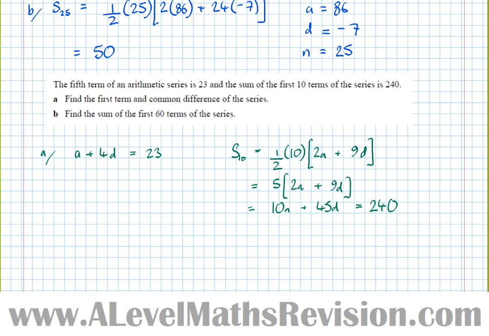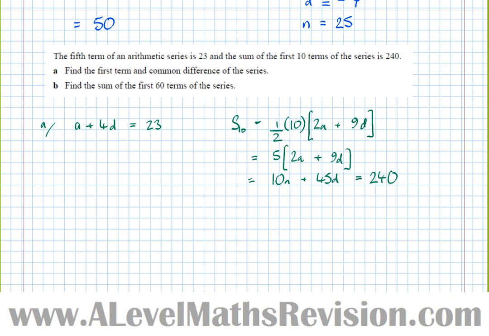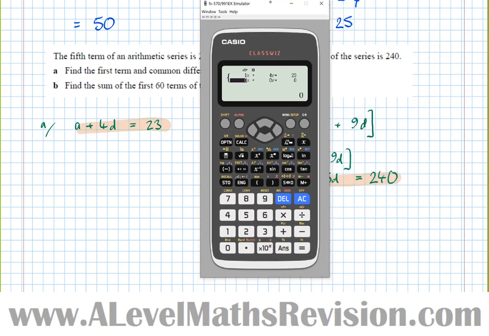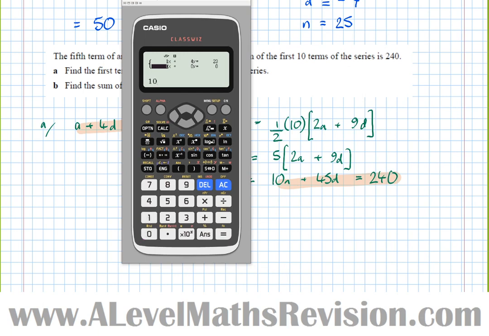So now we've got two simultaneous equations again. We've got this one here and this one here. And as I said, it is fair game to just put in your calculator. So, straight on the simultaneous equation solver. Two unknowns. So we've got 1a plus 4d is 23, and 10a plus 45d is 240.